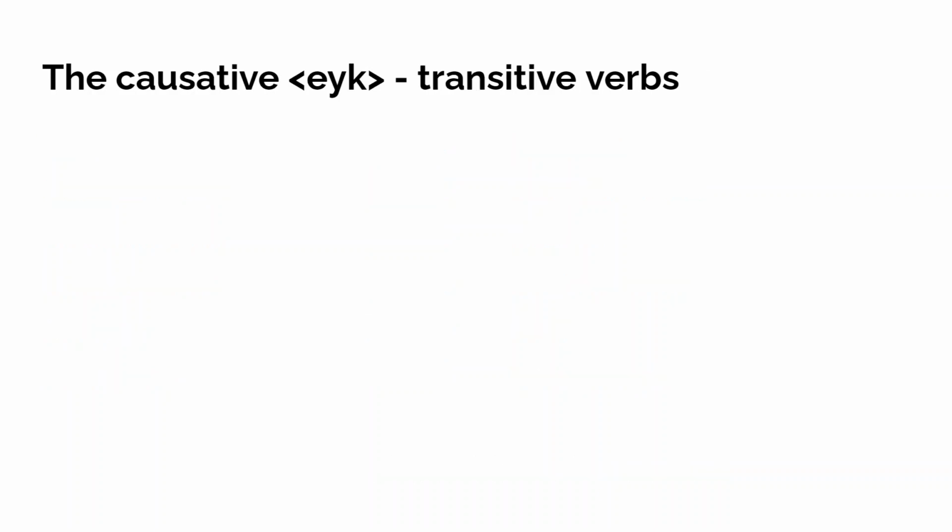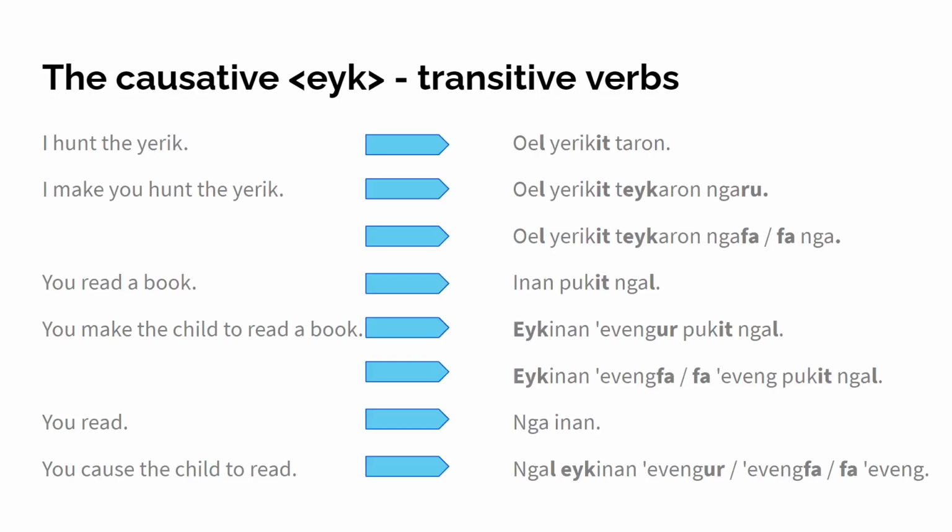So, now let's look at how eg interacts with transitive verbs. It's slightly different. Here are some example sentences. Let's go through them step by step. I hantejerig is a normal transitive sentence. Well, jerig geht taron. I get the L ending because I'm hunting. The jerig gets the T ending because it's the thing hunted.